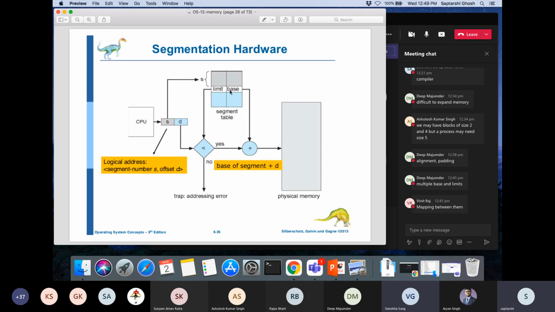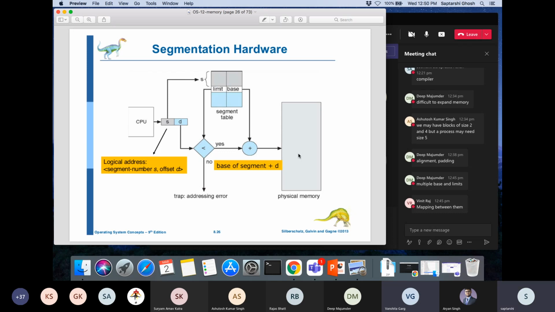Right? Remember, base is the starting physical address of the segment. That is added to D. Base of segment plus D, that gives the physical address which the CPU wants to access. Right? So in a segmentation scheme, this is the way of mapping a logical address to a physical address. The segment number is used to consult a segment table. The segment table gives the starting physical address of the segment. And the D is checked with the limit. And then the starting address of the segment is added to D, and that gives the physical address.